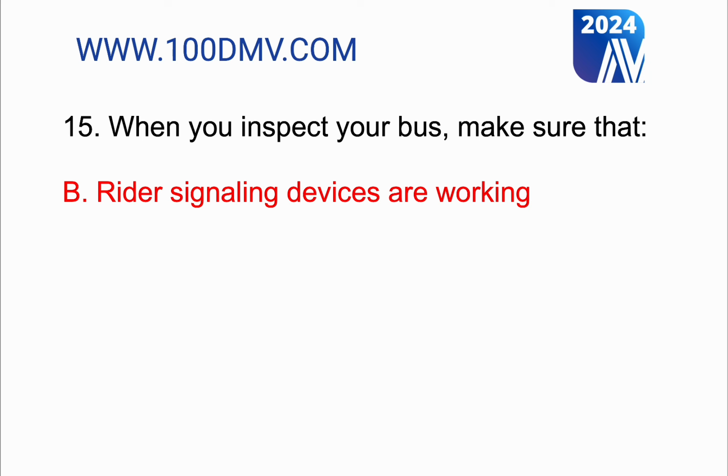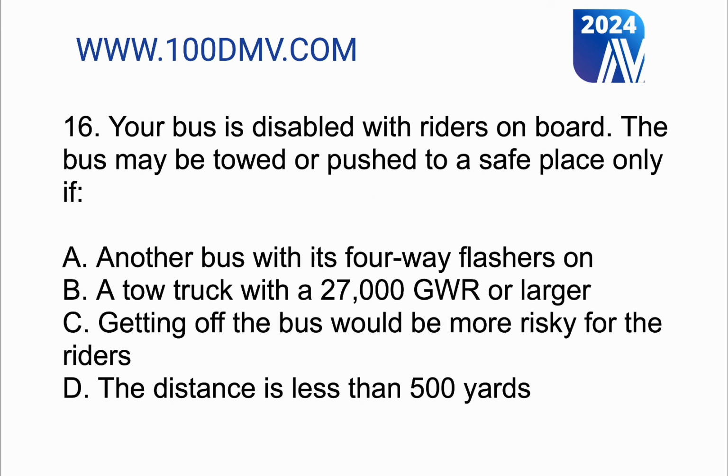Correct answer. B. Rider signaling devices are working. 16. Your bus is disabled with riders on board. The bus may be towed or pushed to a safe place only if A. Another bus with its four-way flashers on. B. A tow truck with a 27,000 GWR or larger. C. Getting off the bus would be more risky for the riders. D. The distance is less than 500 yards.